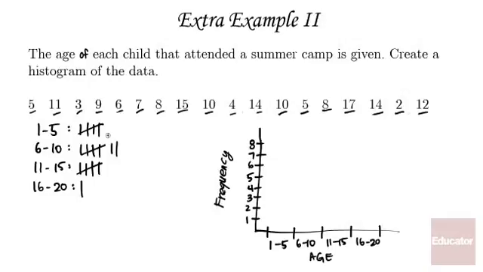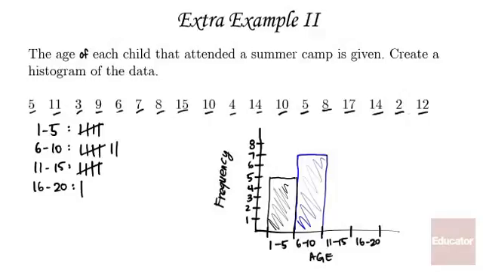The first one, 1 through 5. Okay, that interval, I have a 5. So drop to 5. The next one is 7. So up to 7. 11 through 15, another 5.